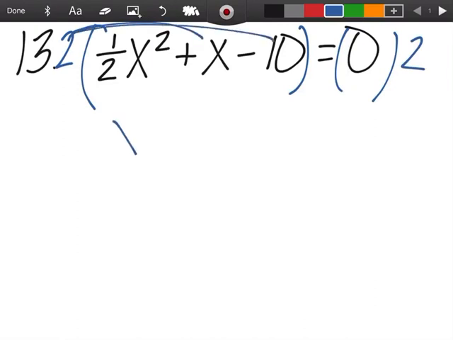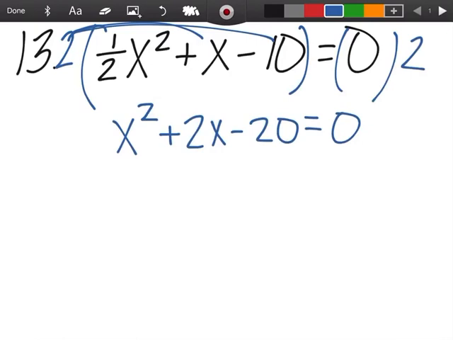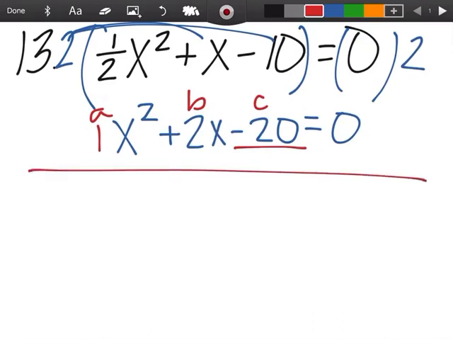term. So 2 times 1/2 is just 1x squared. 2 times x is 2x minus 20, and 0 times 2 is 0. So I like doing that because now I don't have to deal with the 1/2. I can just let a equal 1, b be 2, and c be a negative 20. So I'm going to do the quadratic formula.